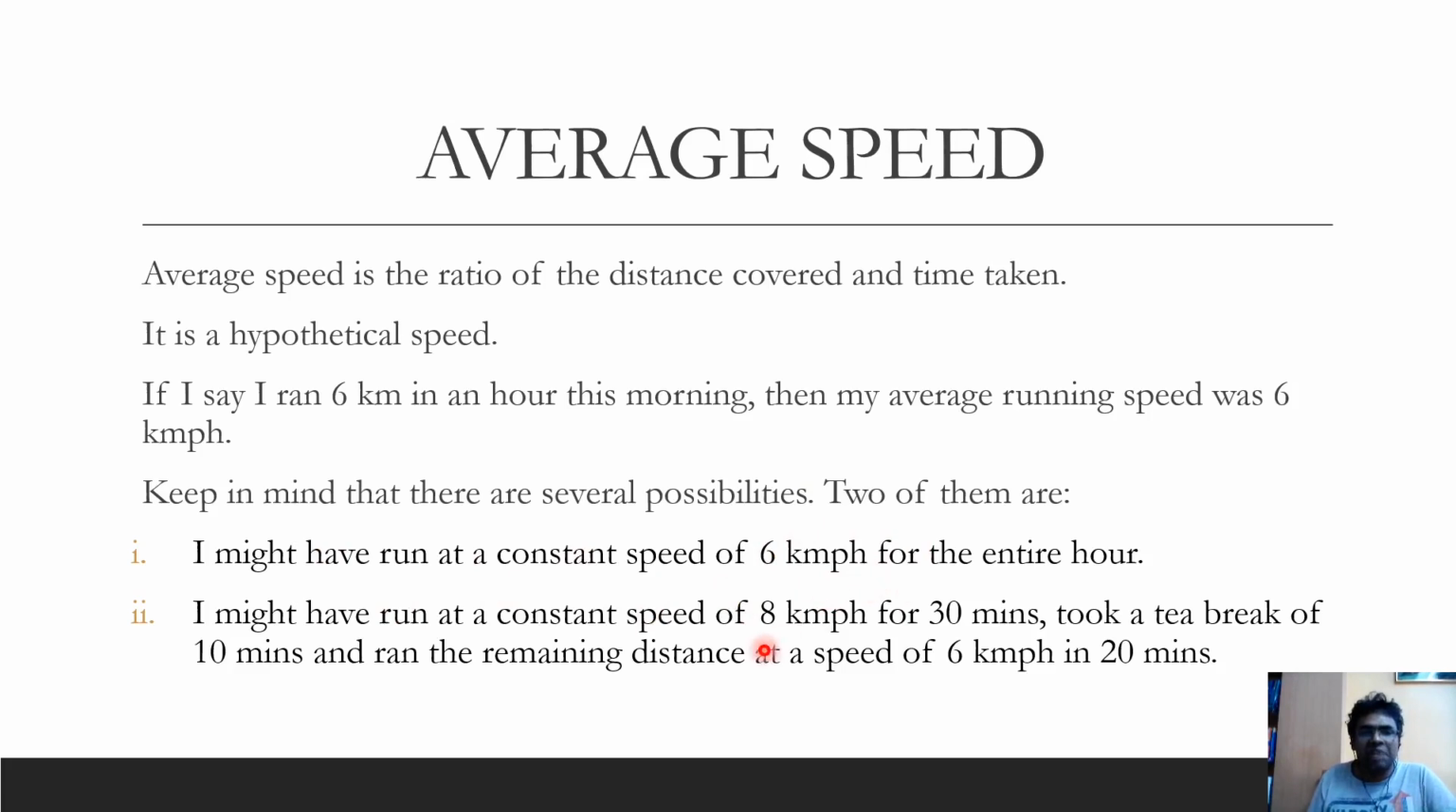Or I might have run at a constant speed of 8 kilometers per hour for 30 minutes, and then I got tired. I took a tea break, maybe at a tea stall for about 10 minutes, and then I covered the remaining distance at 6 kilometers per hour in 20 minutes. So in each of these cases, my average speed will come out to be 6 kilometers per hour. You have to understand this is simply a hypothetical speed. It just gives us an average idea.